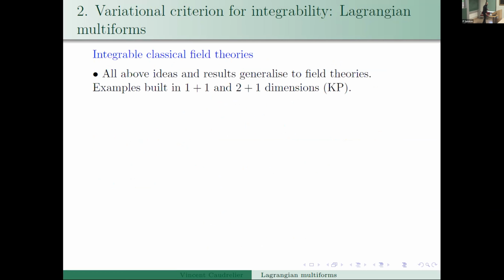Okay, so all these ideas that are presented in the simplest setting of classical mechanics are generalized to field theories in 1+1 dimensions, which is what I'm going to focus on today, but we also have an example in 2+1, which is KP.